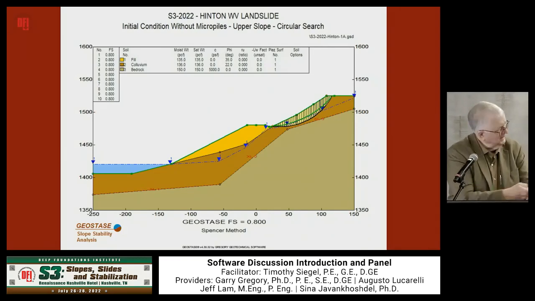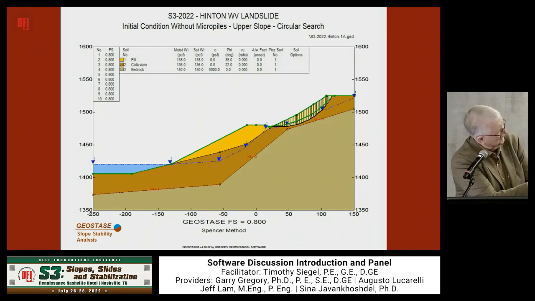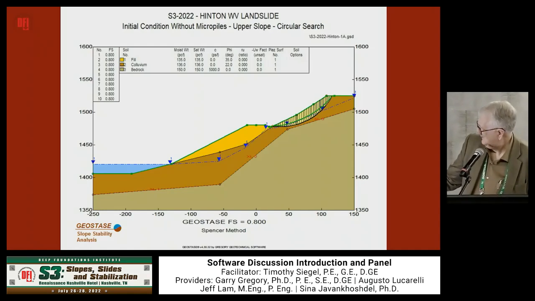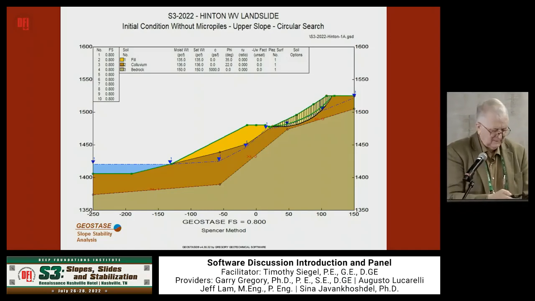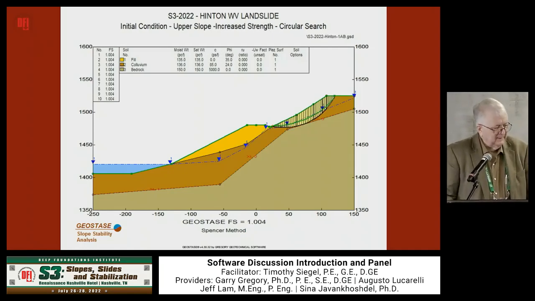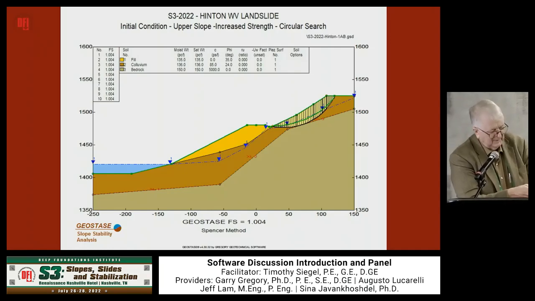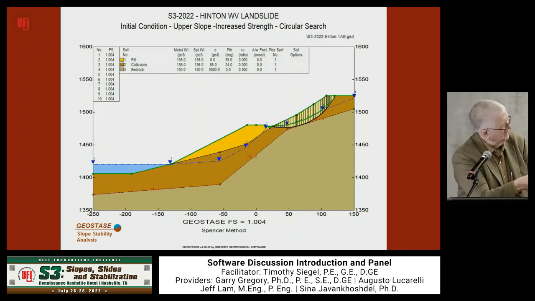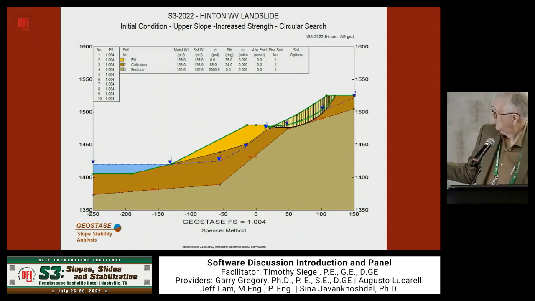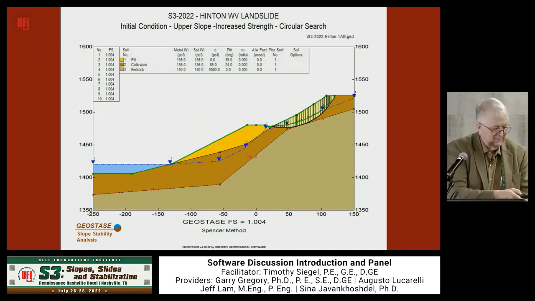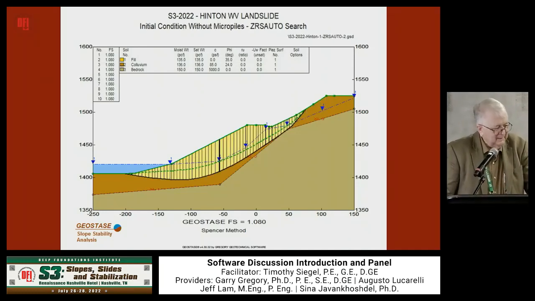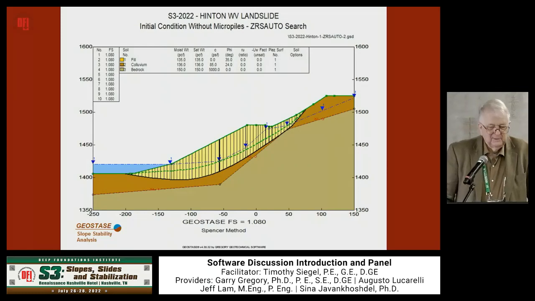So here you can see the slip surface there up at the top, and the factor of safety of 0.8 when I just let it search with those initial parameters. And then by increasing to the values that I gave you previously, iterating several runs, I got a factor of safety of 1.004, which indicated it would be marginally stable. So I used those values. And then I ran it again for the unreinforced case, and I got a factor of safety of 1.08.